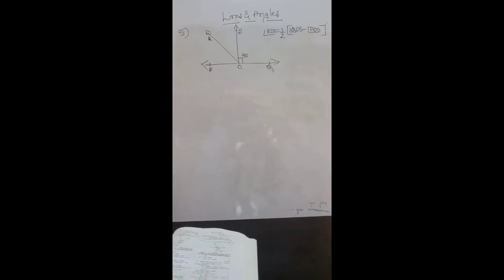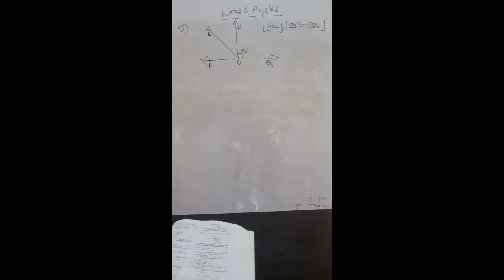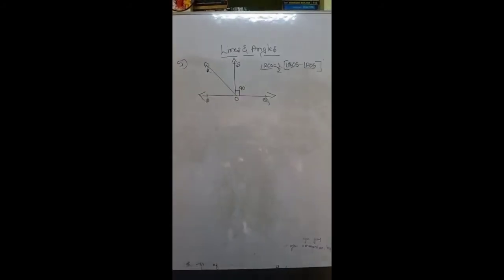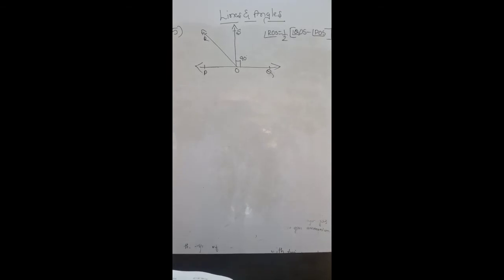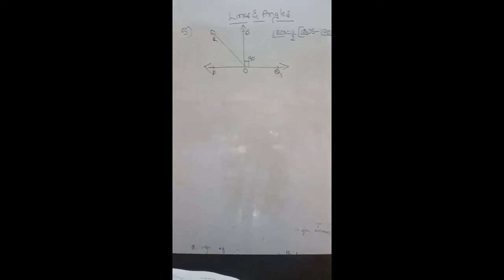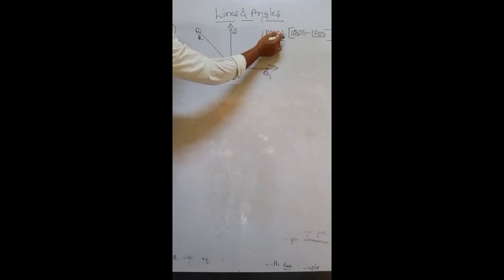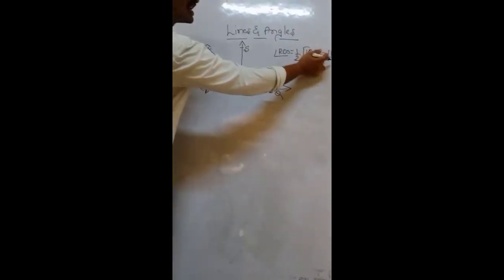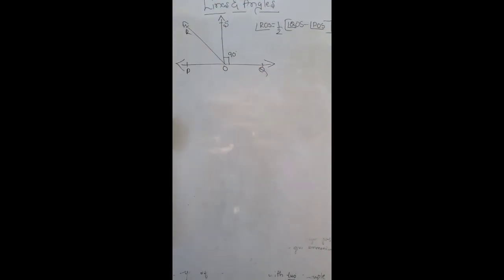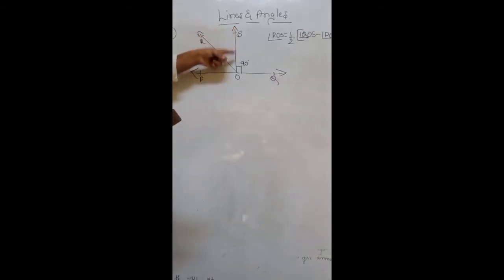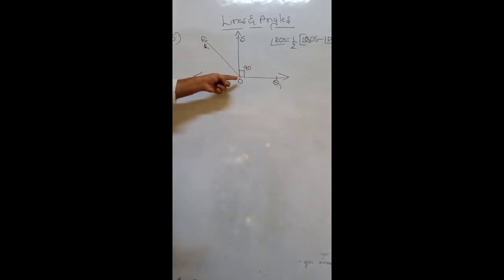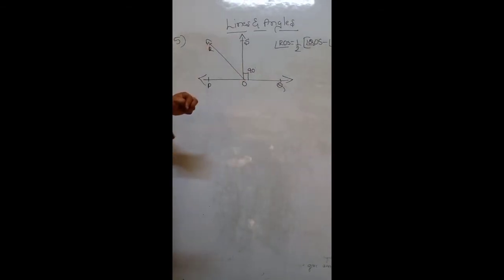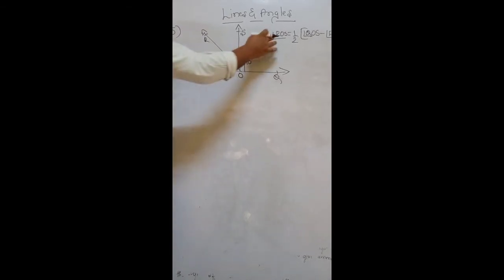Okay, here is the next question of your exercise 6.1. So what we have to prove is that ROS equals half of angle QOS minus POS. This one we have to prove. Here SO is a perpendicular line that stands on POQ, and RO is a bisector of this POS. Okay, and what we have to prove is ROS.